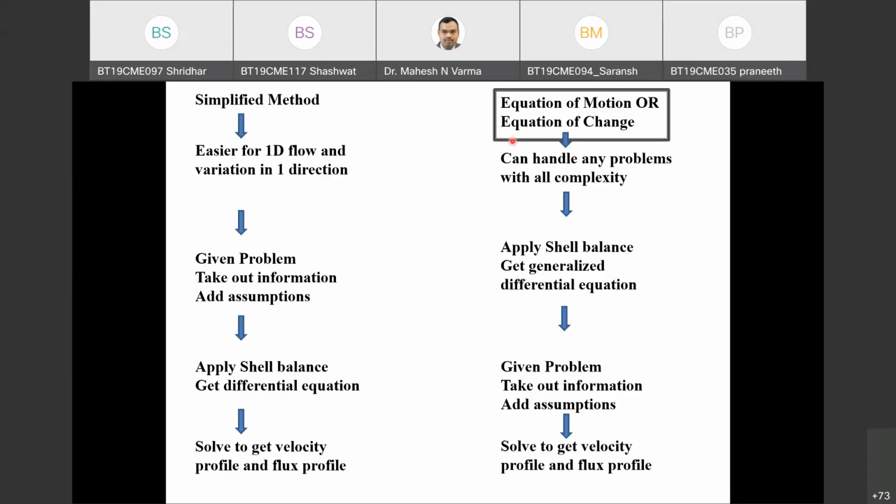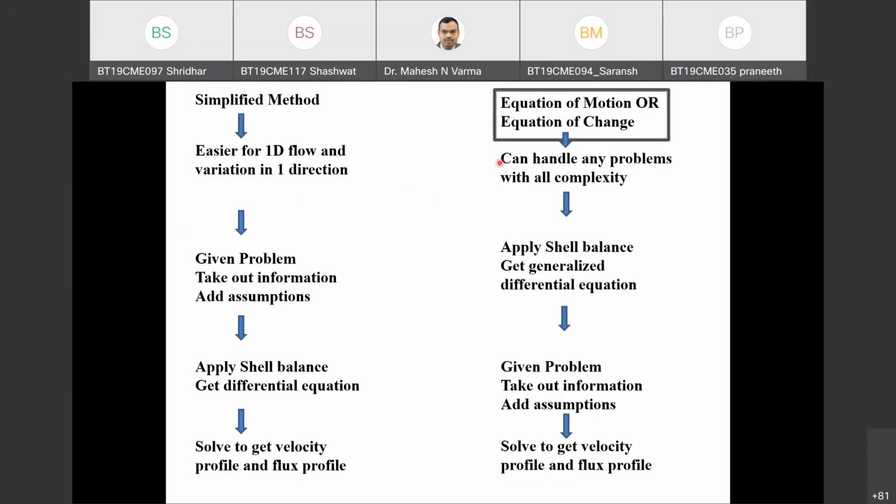So we started this equation of change in the last class. The equation of continuity is needed to discuss the equation of change that we discussed last time. Today we will discuss the equation of change. So what is this equation of change? It is nothing but a shell balance approach. In the previous section, where we were discussing the shell balance approach, we discussed it for a simplified form, actually one-dimensional flow and one-directional variation.